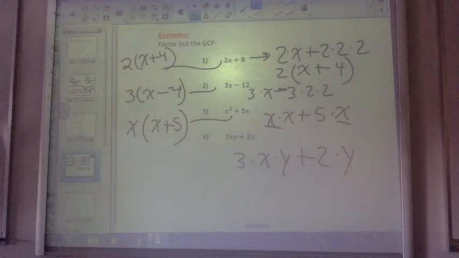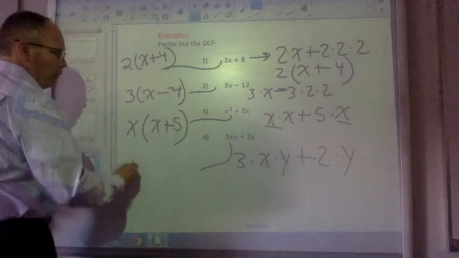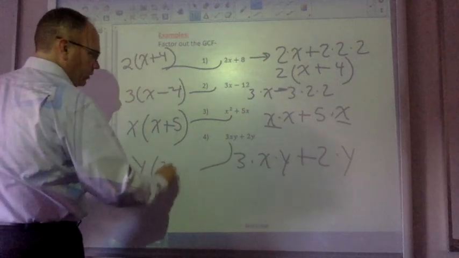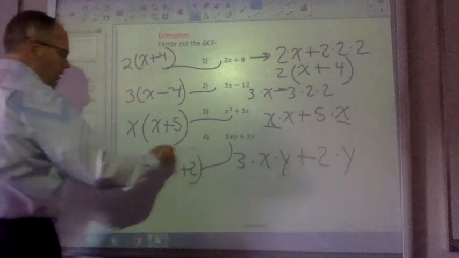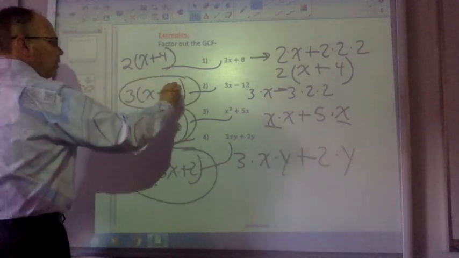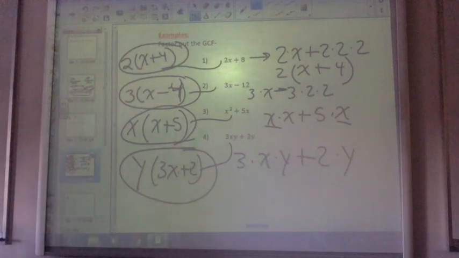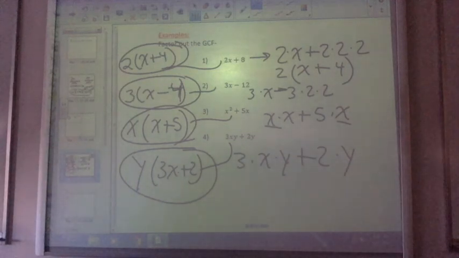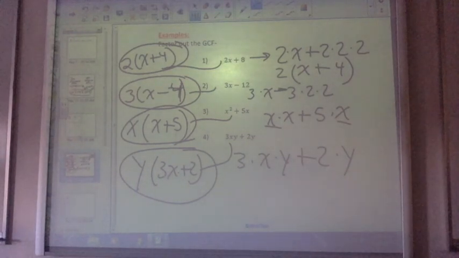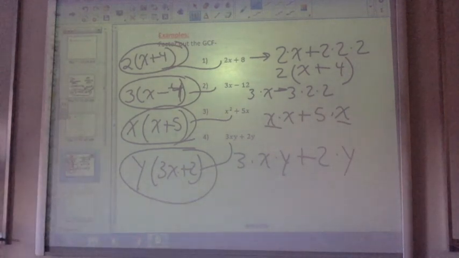So do both terms have 3? Do both terms have an x? Do both terms have y? Yes. Good. So that's going to give me y, and then 3x plus 2. Okay, so these are all the answers. So we're just undoing, we're like undistributing. Is that okay so far? Any question about what we've done so far?